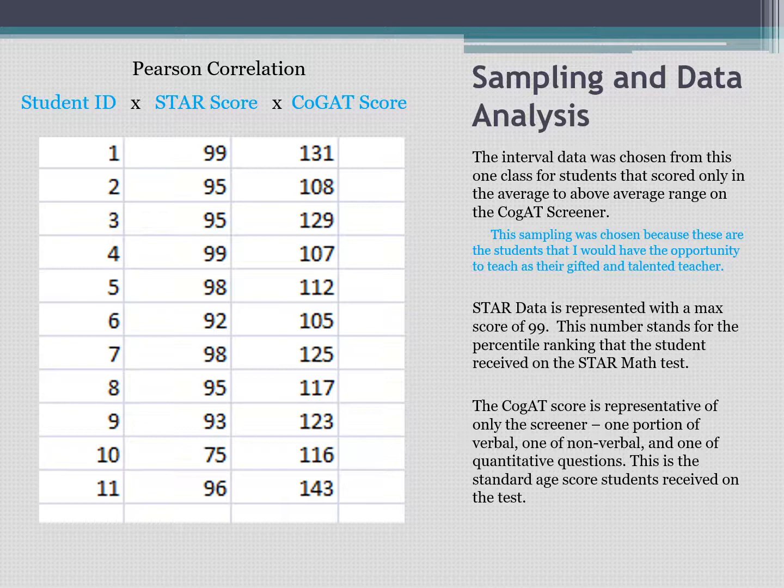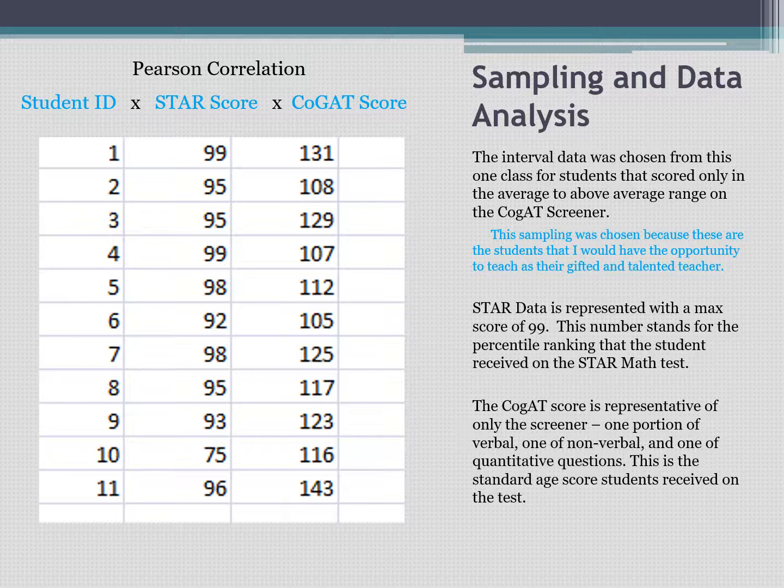So the interval data was chosen from this one class for students that scored only in the average to the above average range on the COGAT screener. And the reason that I did just those students is because those are the students that I could potentially work with as their gifted educators. So those are the only students that I chose to look at in just this one class.